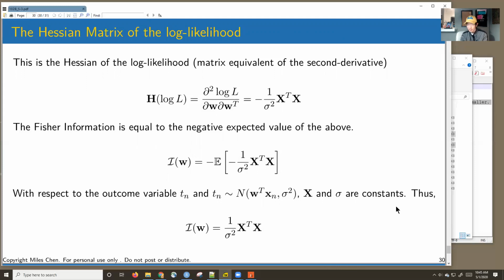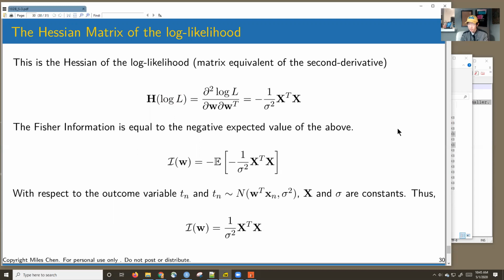Okay. So the Fisher information here is the negative of the Hessian. Yes, it is the negative. It's the negative expected value of the Hessian. Okay, and the Hessian is applied to the log likelihood. So we're taking the Hessian matrix of the log likelihood, and we're asking for the negative expected value.